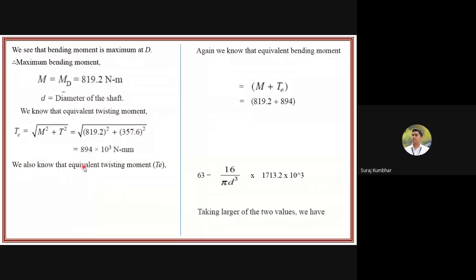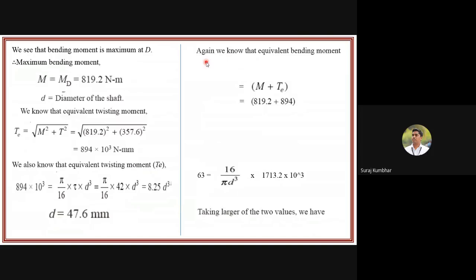Okay, now we also know that for the equivalent twisting moment, this is the formula. Te is equal to pi by 16 into tau into d cube. It's a formula पहिला. Once you put all those values here, what you will get, the diameter is 47.6 mm. So this is based on the equivalent twisting moment value.